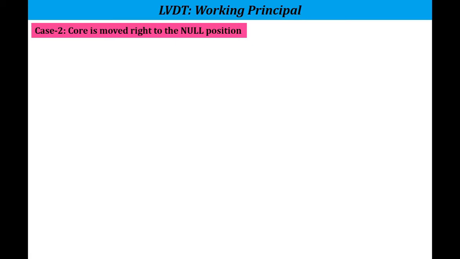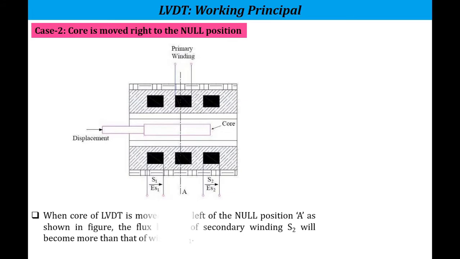Now, what happens if this core is moved towards right hand side of a null position? So again, let's say suppose this is a point A. This point A indicates that this will be equal to your null point. Now, here this arrow indicates that displacement is towards right hand side. This is the core which is placed. Now, whenever this core moves in a right direction, then what happens?